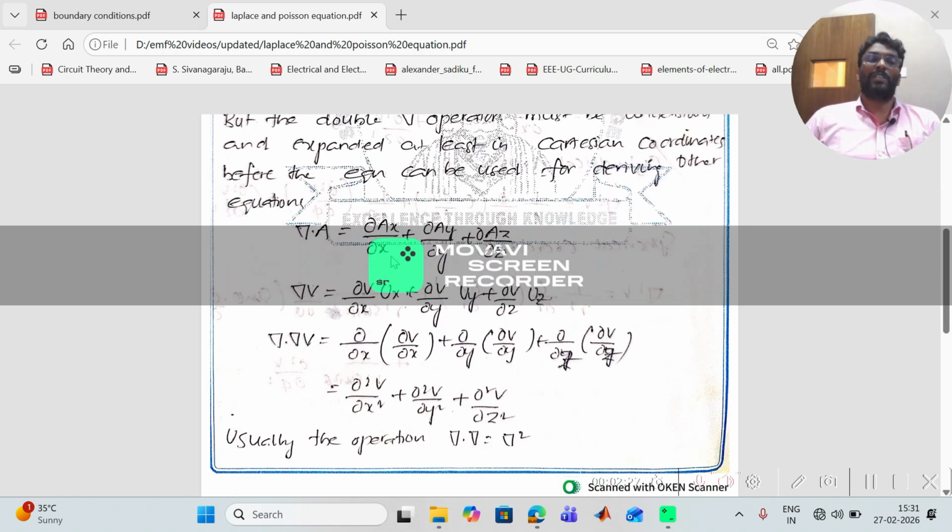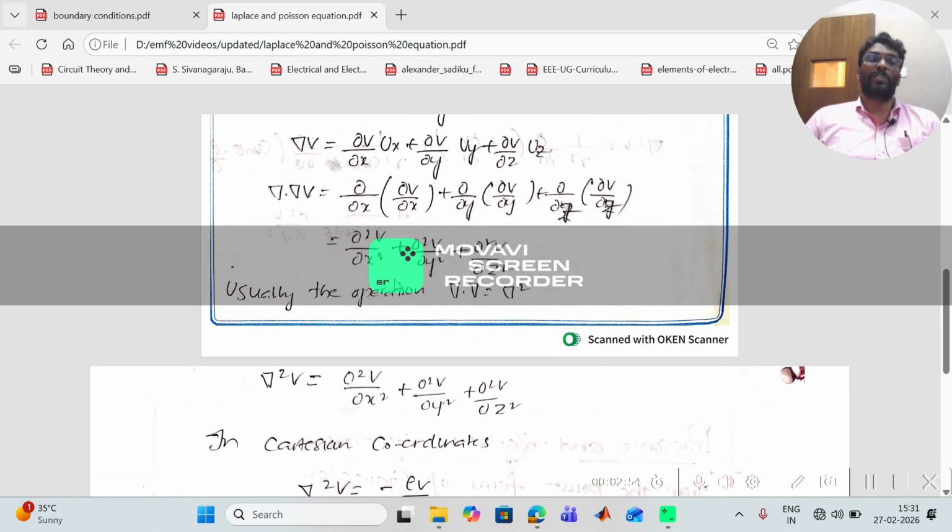So if you know del dot A is something like dou Ax by dou x plus dou Ay by dou y plus dou Az by dou z. So in place of A we can replace it with V, potential: dou V by dou x into ux plus dou V by dou y into uy plus dou V by dou z into uz. So now divergence of del V is something like dou by dou x of dou V by dou x plus dou by dou y of dou V by dou y plus dou by dou z of dou V by dou z. So it is going to be dou square V by dou x square plus dou square V by dou y square plus dou square V by dou z square.